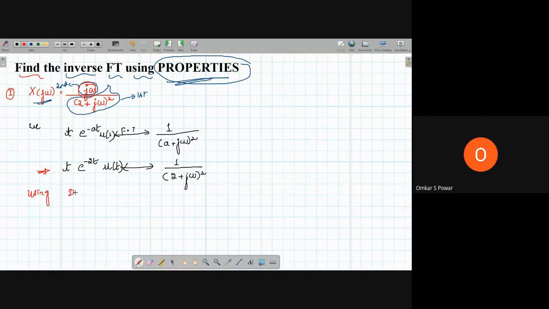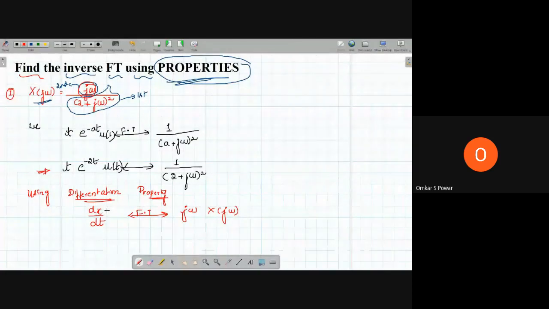Using the differentiation property, I know you do not remember that, so I'm writing it again. If you take differentiation in the time domain, the corresponding thing in the Fourier domain is that you multiply by j omega into x of j omega. So go back and see the properties. In the differentiation property, if you take the differentiation in the time domain, then correspondingly in the frequency domain, you multiply by j omega.